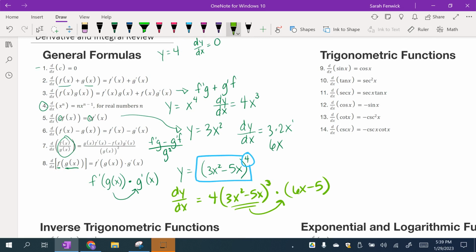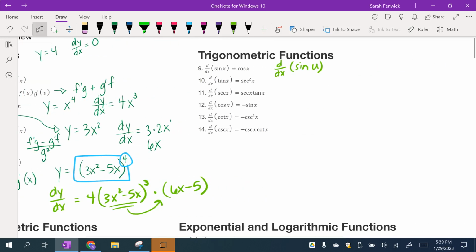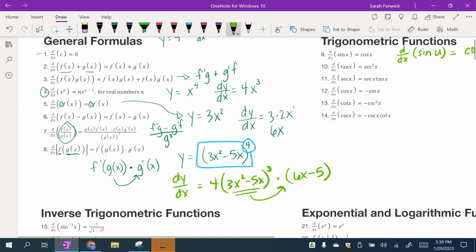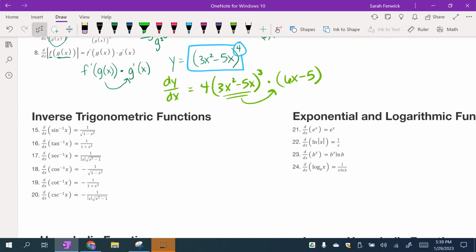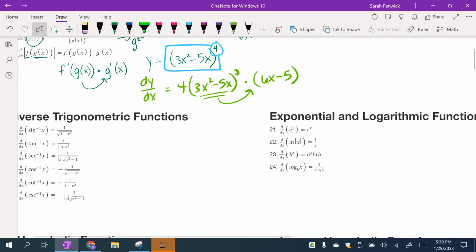I will say the way they have them with an x in there is great as long as that's just an x, but keep in mind that if I had the derivative d dx of sine u, and that just indicates that my angle is anything but just a plain x, then I would have cosine u times du dx. So you would have to take the derivative of the angle, and that's a chain rule thing. Inverse trig functions, exponential and log functions, here are the rules.